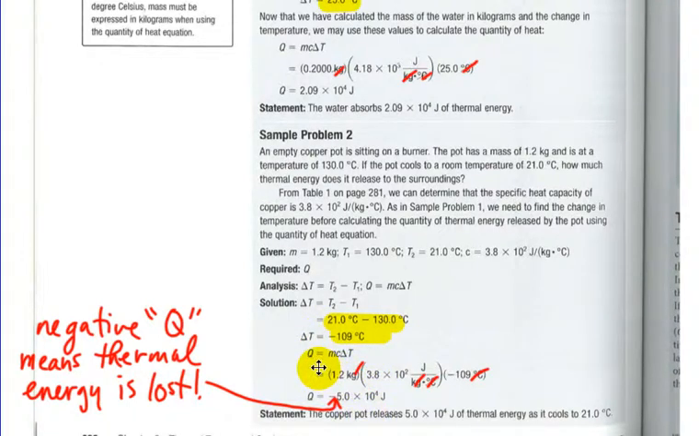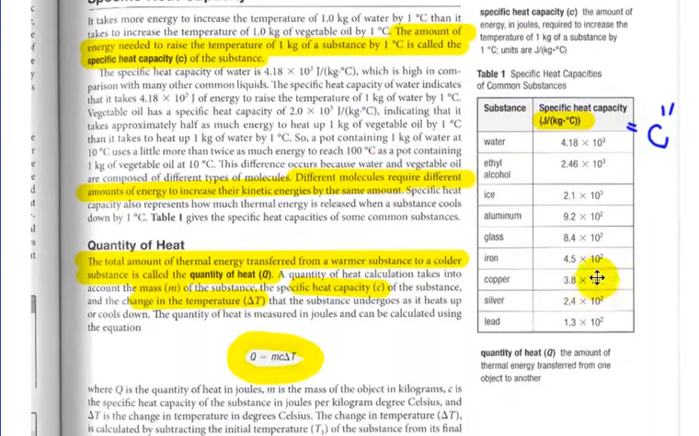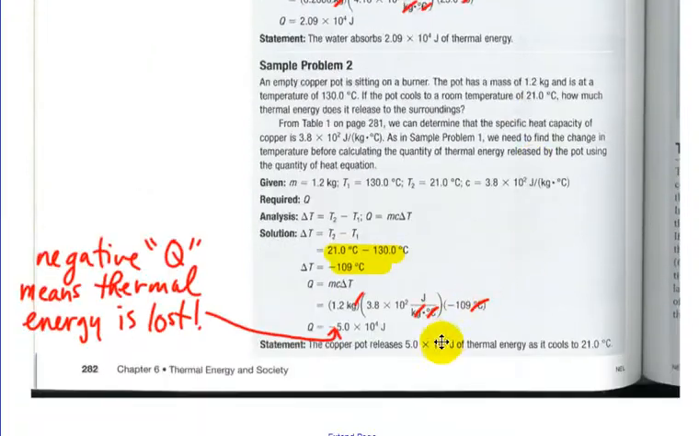Then putting it into the formula, Q equals mc delta T: mass times the specific heat capacity of copper, which from the chart is 3.8 times 10 to the 2 joules per kilogram degree C, and then my temperature difference, negative 109. Kilograms and degrees C cancel, and we're left with joules. Of course we get a negative value here for heat, which makes sense because thermal energy is being lost by the hot pot. It is releasing heat to the atmosphere or surroundings.